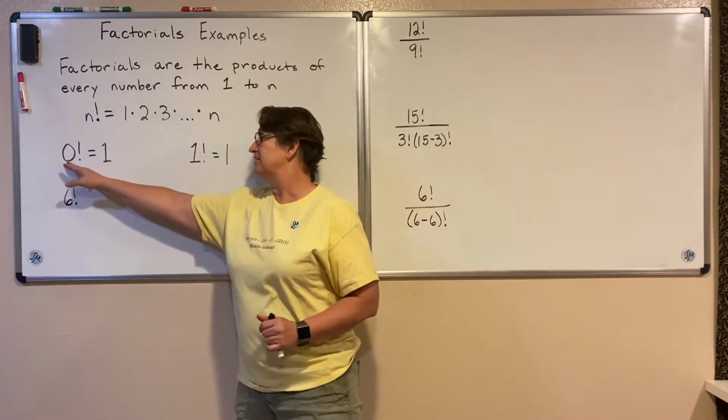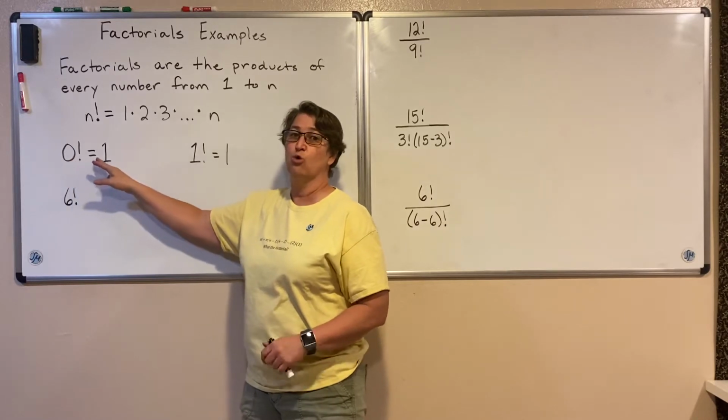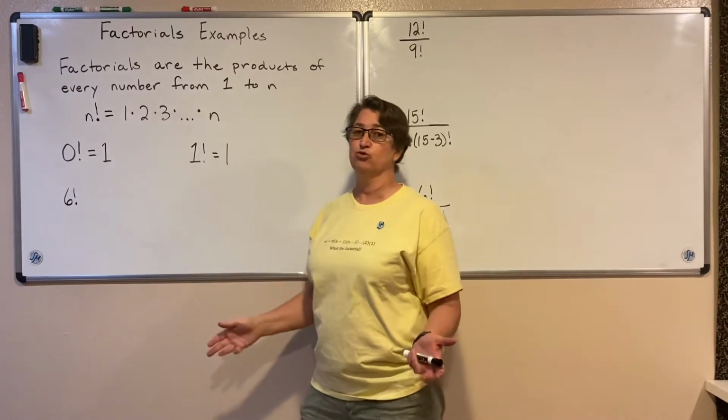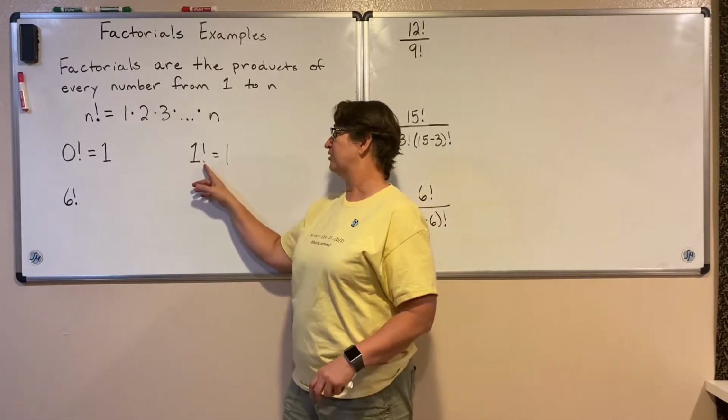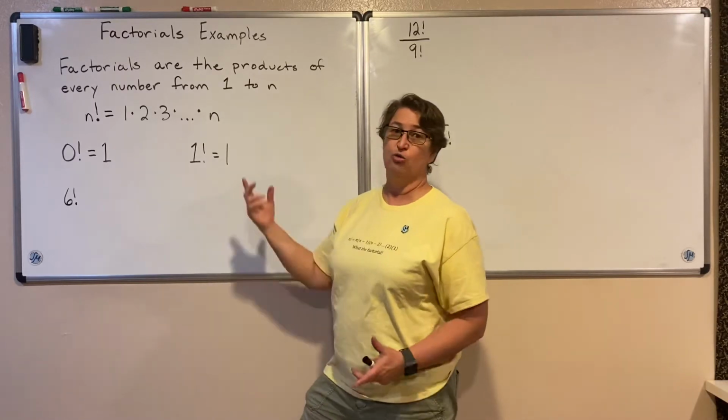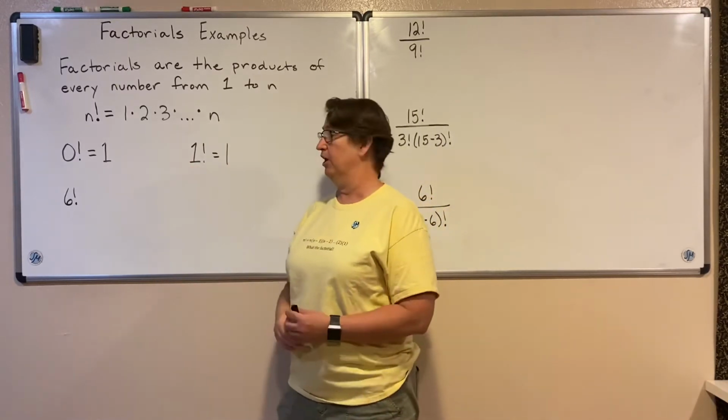We've defined 0 factorial to equal 1. So anytime we see 0 factorial, that's just equal to 1. And 1 factorial is also equal to 1. So just know those two are both 1.